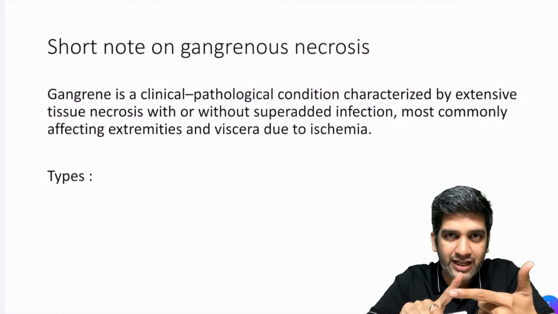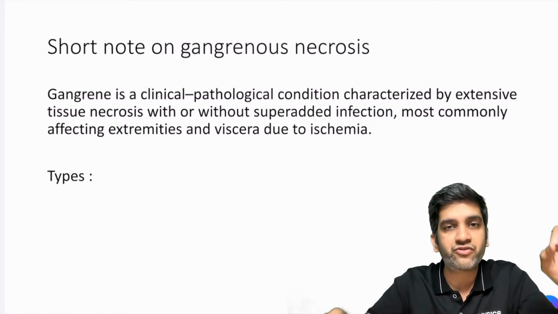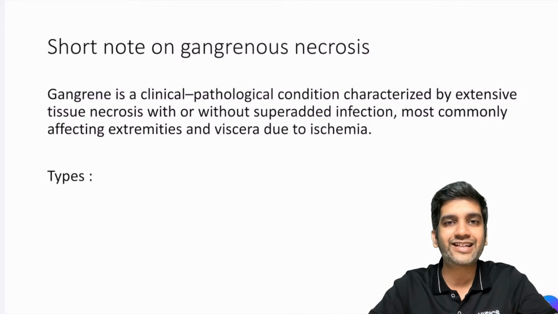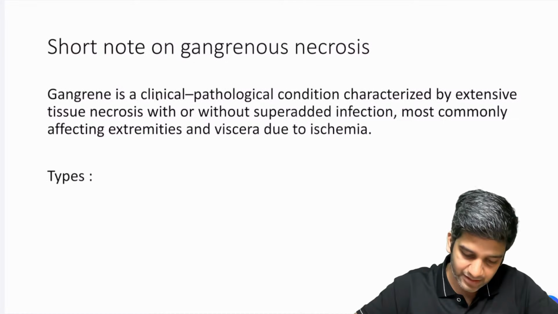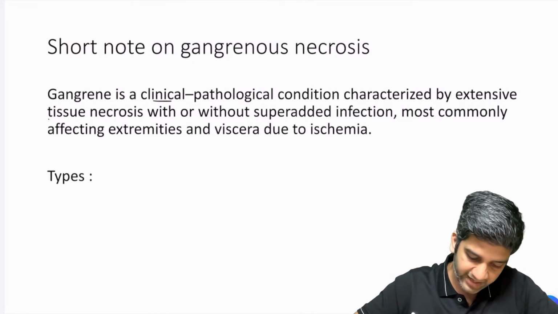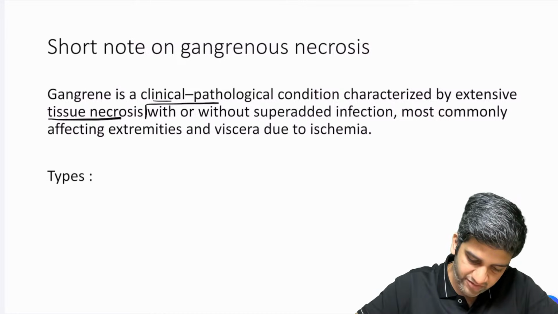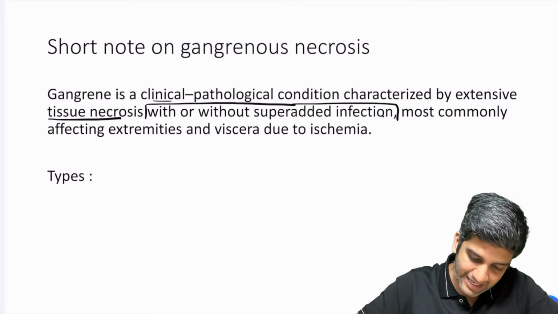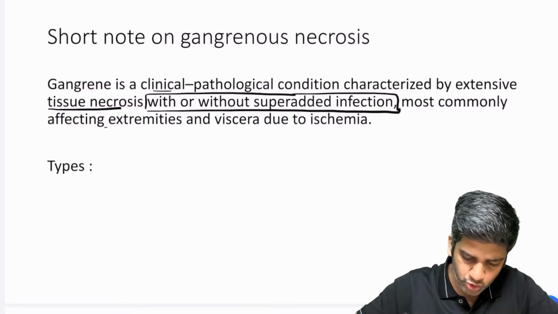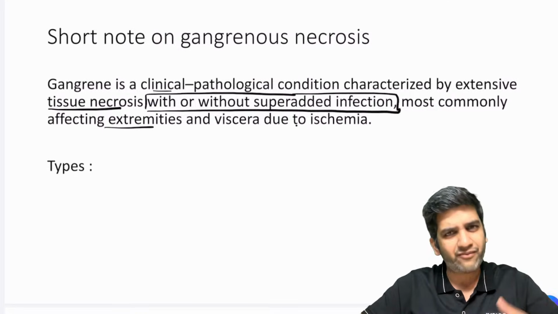If a question comes on gangrenous necrosis, please don't confuse. First, as usual, the structure. Write a definition of gangrene. Gangrene is a clinico-pathological term, where there is extensive tissue necrosis, this is very, very important. I'll tell you exactly what this means. With or without superadded infection, most commonly in the extremities. Viscera also it can happen.